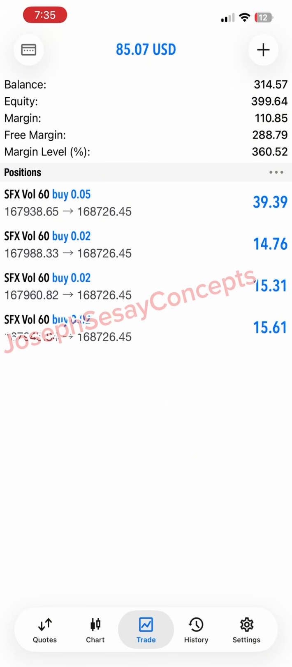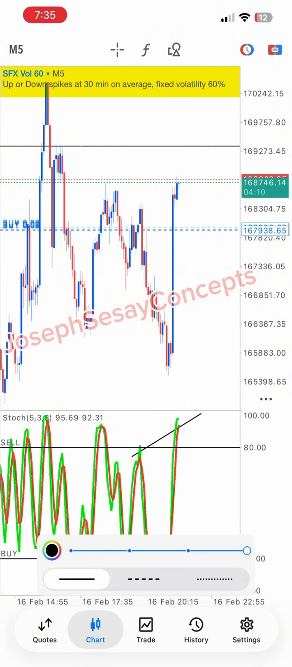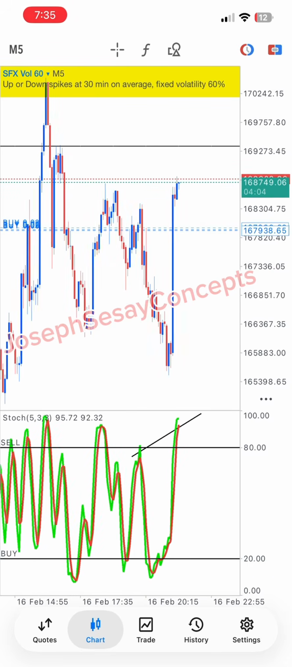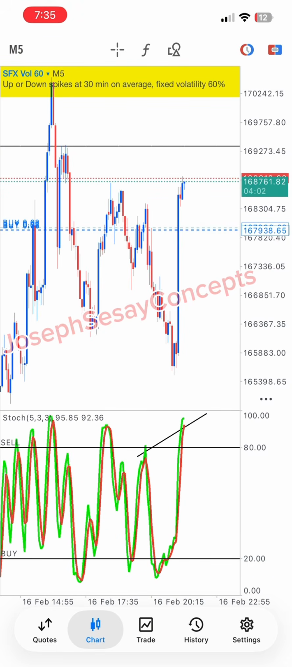Divergence is not a strategy. It's just another additional confirmation. Just like you have your support and resistance, trend lines, patterns, chart patterns, candlestick patterns, divergence is also going to be a good confirmation for you. Okay, I'll do more videos on that.